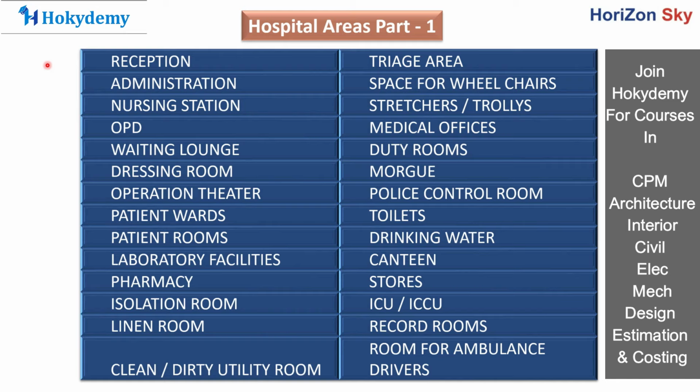Next we have the stretchers and trolleys. Now of course the patients who are not capable of walking or are weak, they will be transported through the stretchers and trolleys up till the operation room if needed, and a storage area will be there for all this.